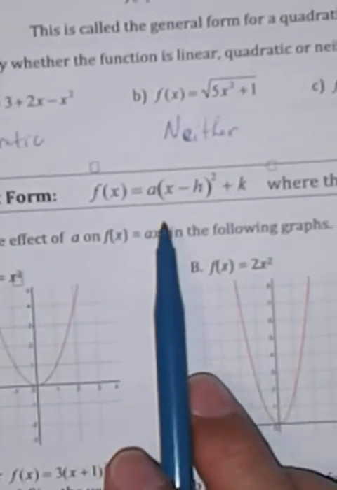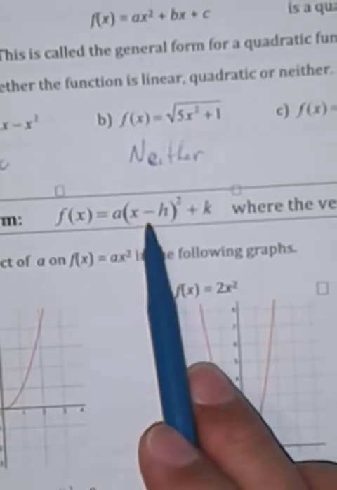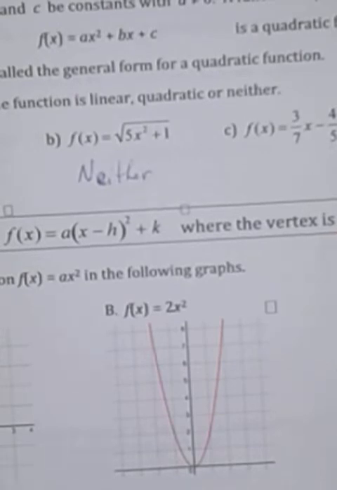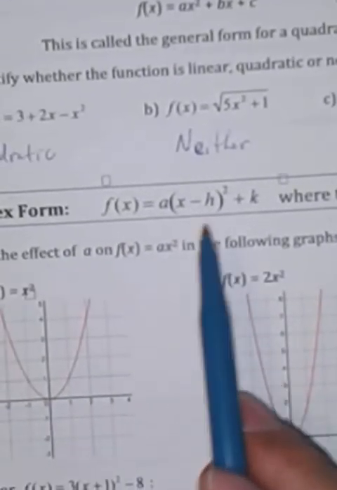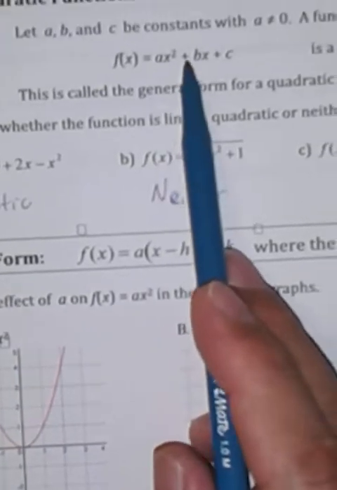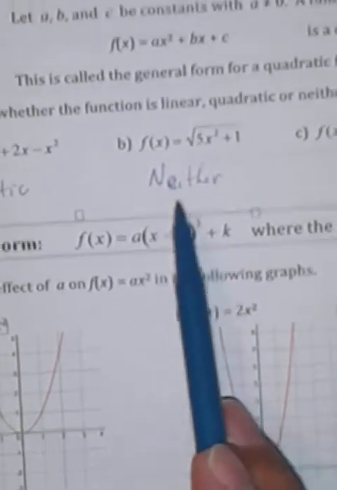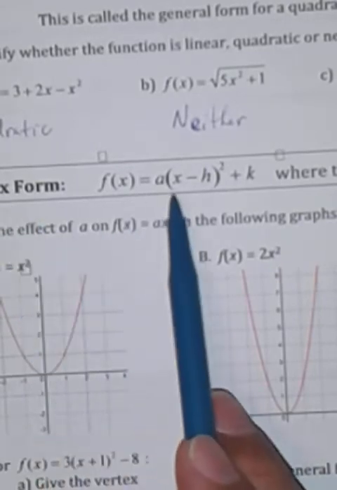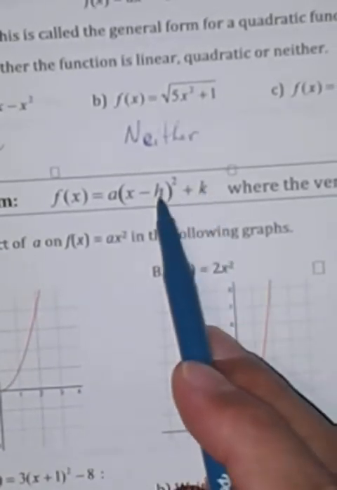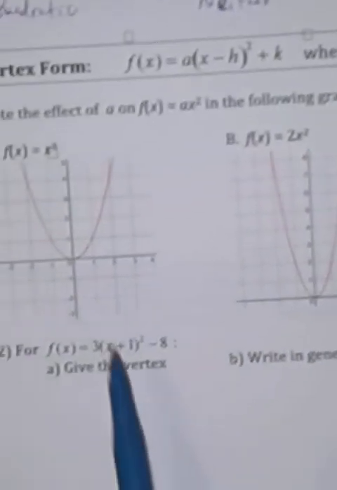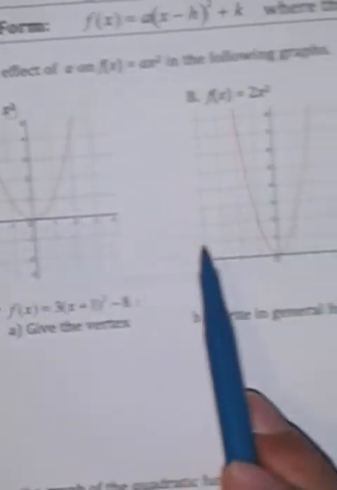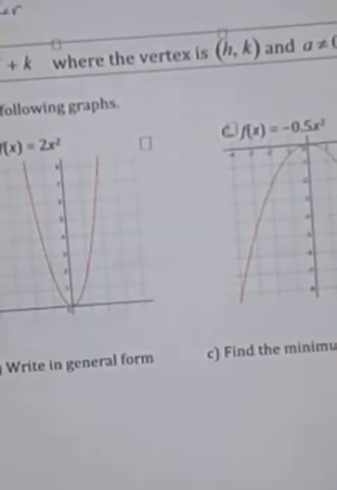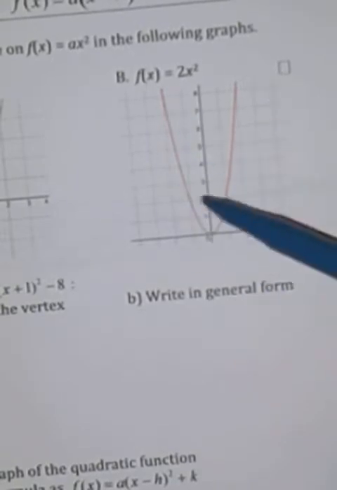Vertex form. Vertex form is of the form f of x equals a times x minus h squared plus k, where the vertex is (h, k) and a is not 0. So this tells us that we can write a quadratic function in this form. That one, remember, was the general form. This one is called the vertex form, and it actually shows us the vertex, (h, k). Vertex, by the way, is where it turns, from going up to going down, or from going down to going up.